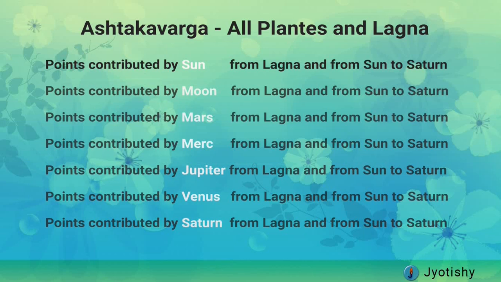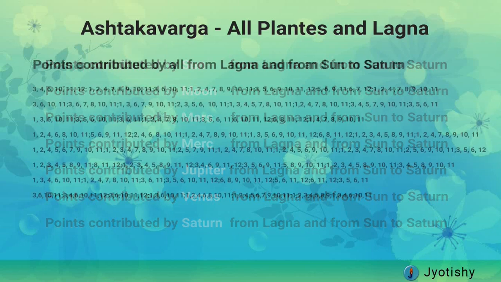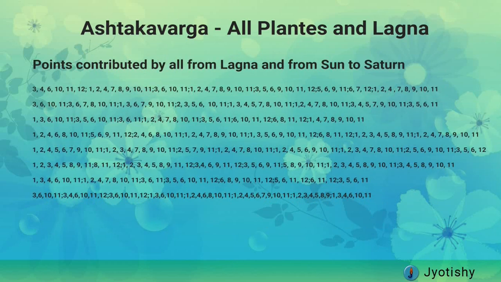So these positions are given to us. We do not know the laws. If you consolidate all these things, you will have a big matrix. So starting from Sun, Moon, Mars, Mercury, Jupiter, Venus, Saturn, and then Lagna.